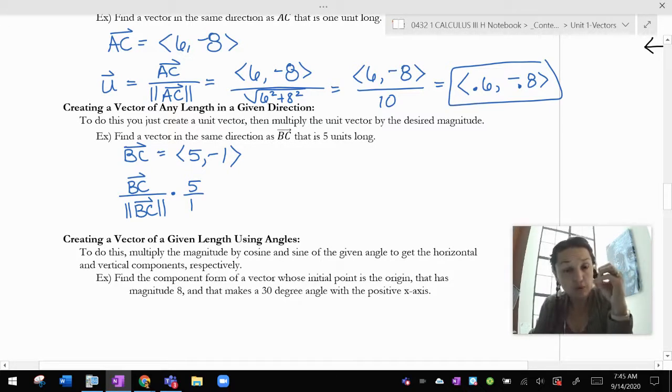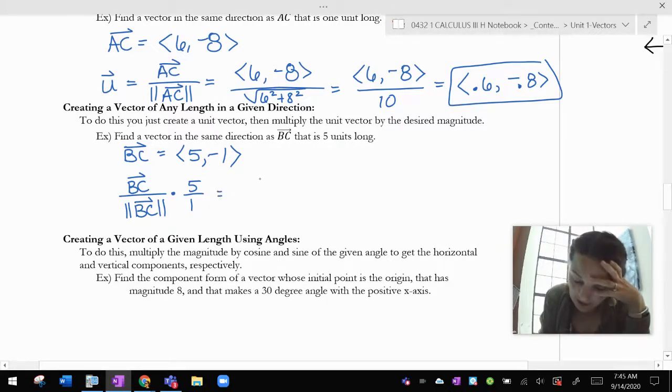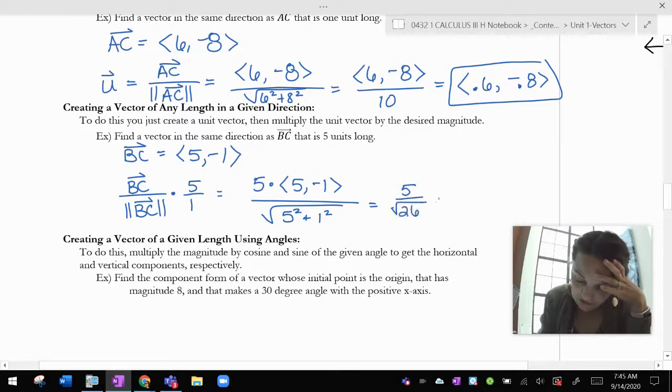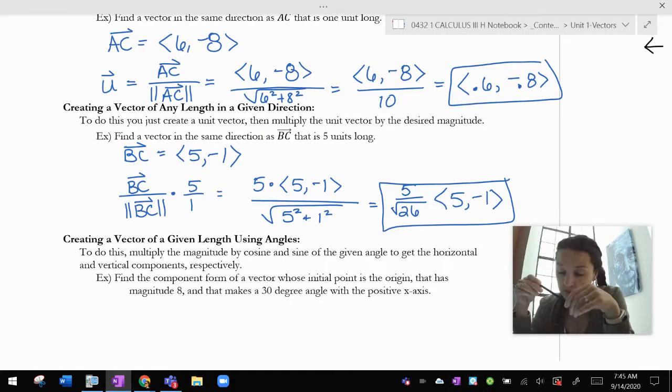That's it, because I shrink it down to a magnitude of 1, multiply that by 5, and I now have a magnitude of 5. So that's going to be 5 times vector BC, which is 5, negative 1, divided by the magnitude of BC, which is the square root of 5 squared plus 1 squared. So that's really 5 divided by the square root of 26, all multiplied by 5, negative 1. And you can leave it like that. You can leave vectors in their nice, happy integer component form and then pull the multiplier out in front. It makes life a lot easier.